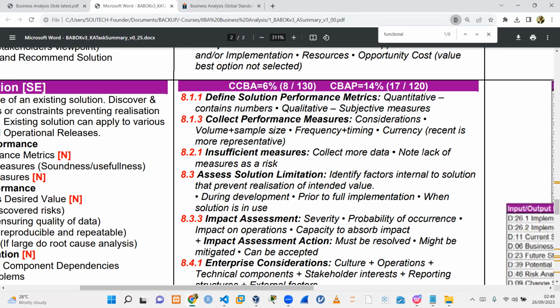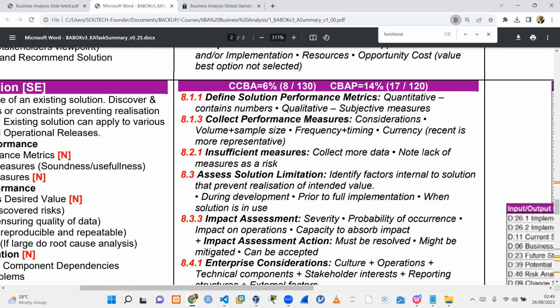Another thing you want to do in 1.3 is to collect performance measures. Some of the considerations are going to be, you want to look at several considerations. You want to look at volume and sample size. You want to look at frequency and timing. You want to look at currency.